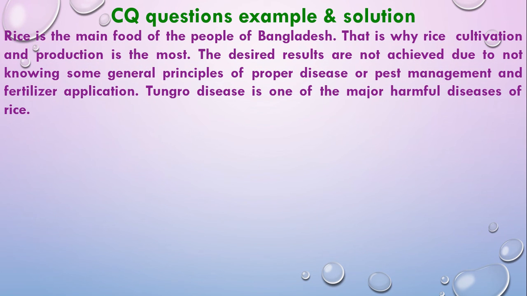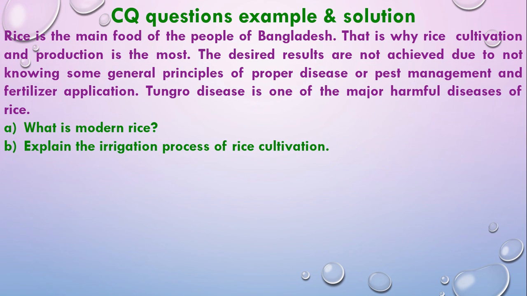Here is another example of a creative question. This is the stem, which is: rice is the main food of the people of Bangladesh. That is why rice cultivation and production is the most. The desired results are not achieved due to not knowing some general principles of proper disease or pest management and fertilizer application. Tungro disease is one of the major harmful diseases of rice. So the question is, what is modern rice?